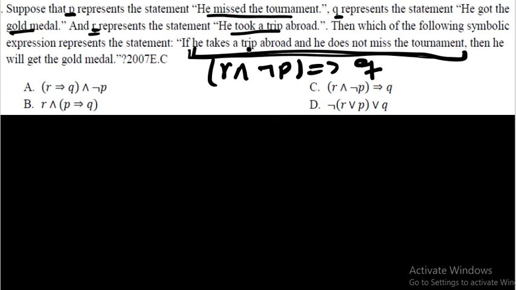So if he takes a trip abroad, that's R, and he does not miss the tournament, that's negation P. This is all together a premise for the conditional statement. Then he will get the gold medal, implies Q. So which one will be the symbolic expression? Necessarily it will be C.